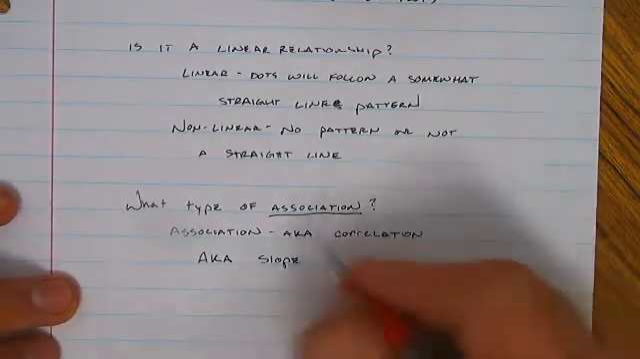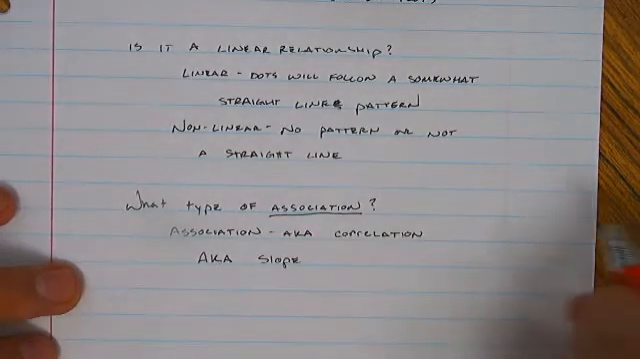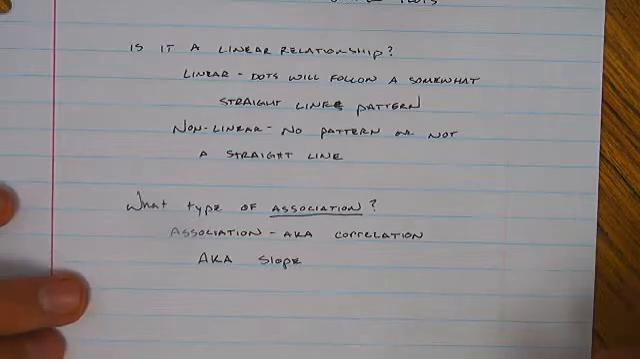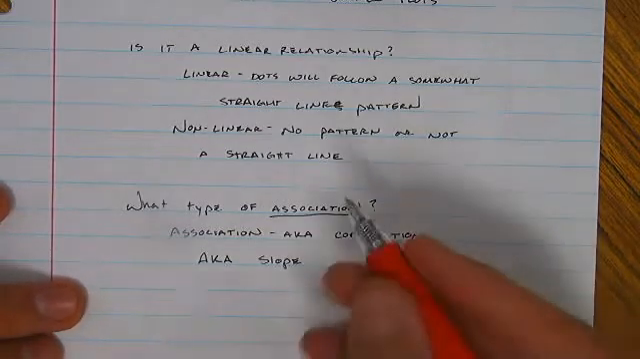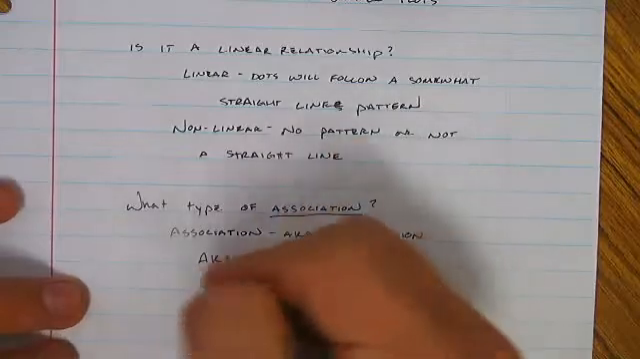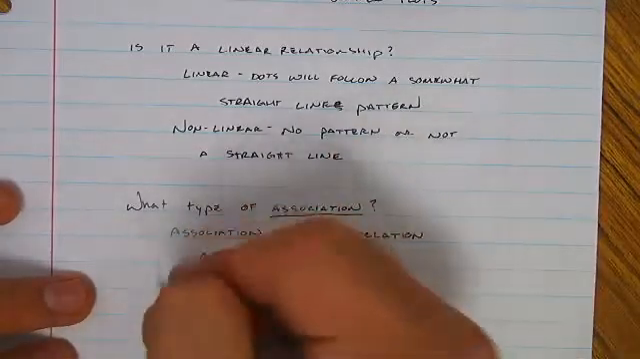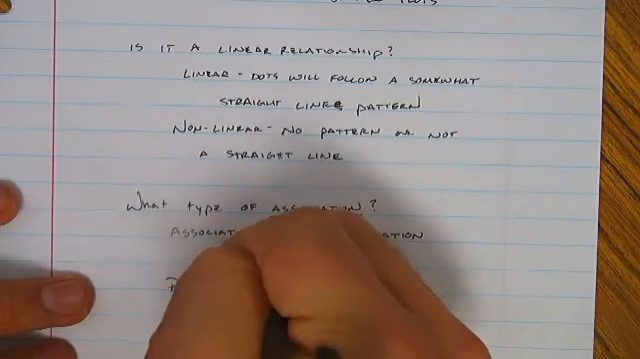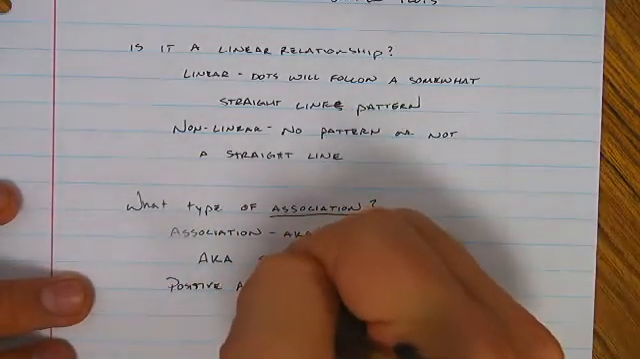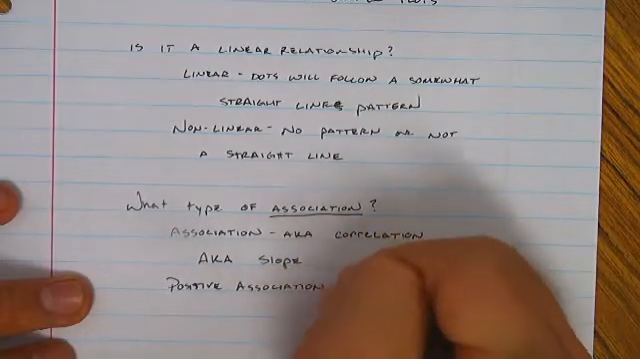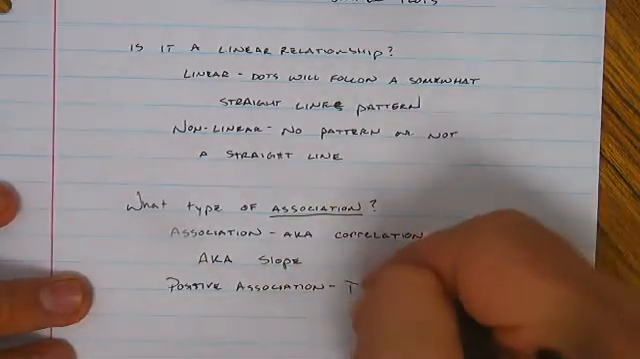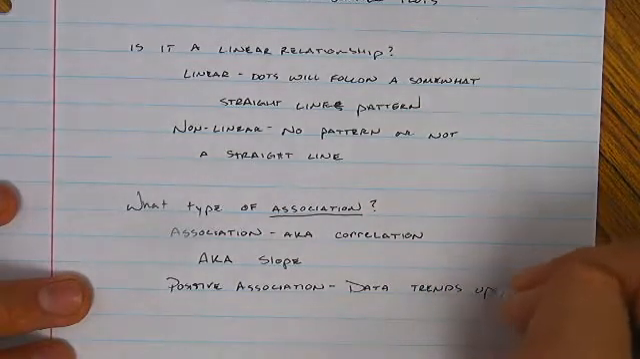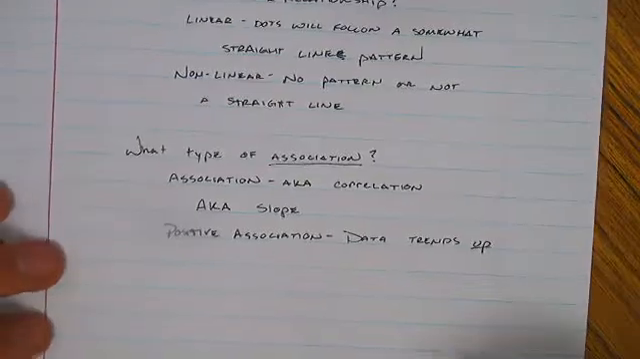We're not talking about the correlation in terms of strength. We're talking about correlation in terms of is it going up? Is it going down? Is it not changing at all? Is there really no relationship there? So we've got positive association, and that is going to be where our data trends up. Okay, data is trending up.